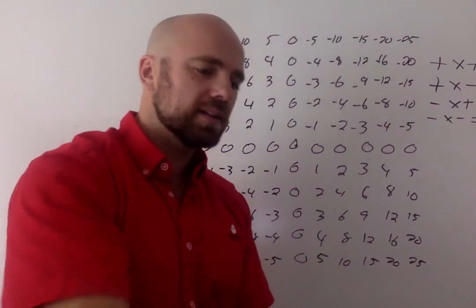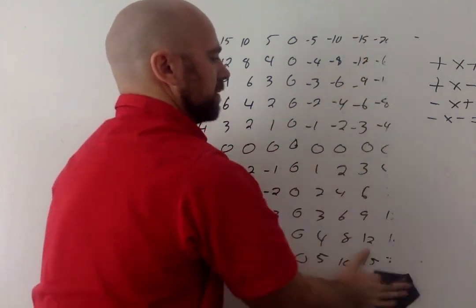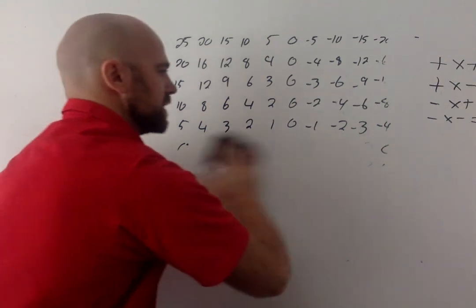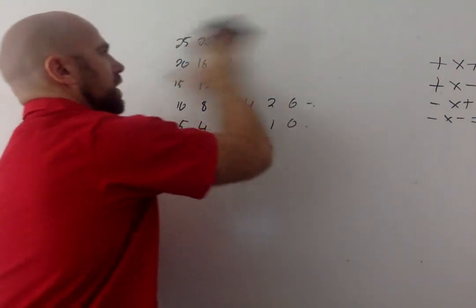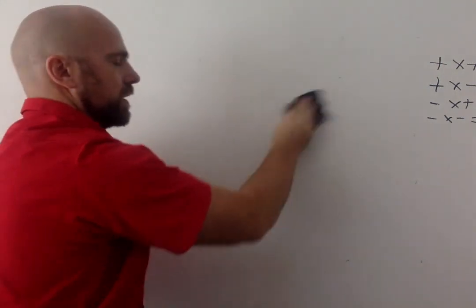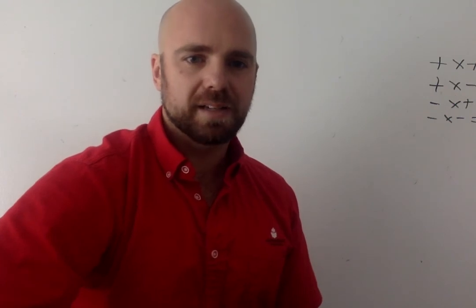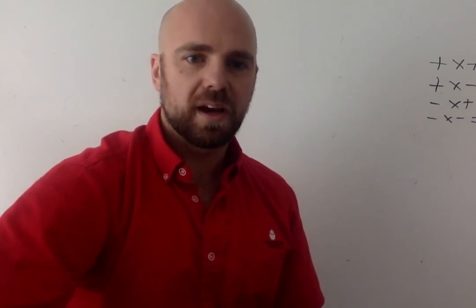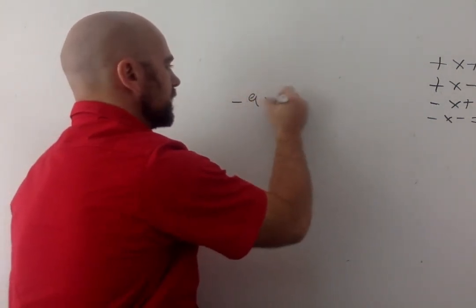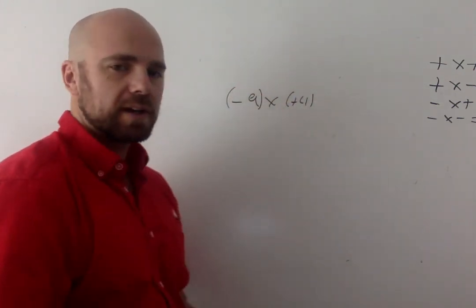So I'm going to take this off, and we're going to focus on this rule for a bit, and we're going to do a couple practice questions so that you can actually see how simple it is to try to apply these. All right, so let's look at something as simple as negative 9 times positive 4.